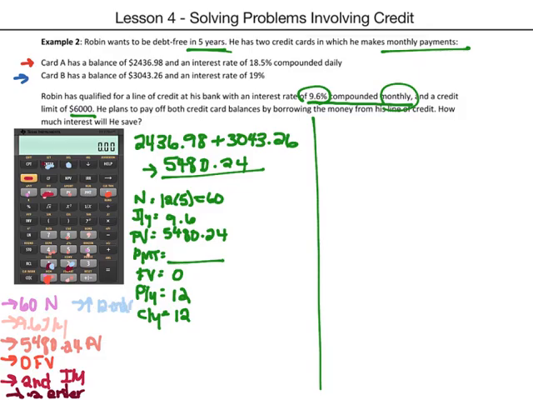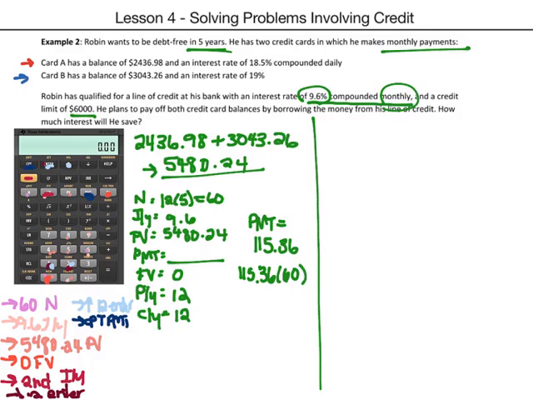And lastly, we're going to compute our payments, and we should get our payment to be $115.36.